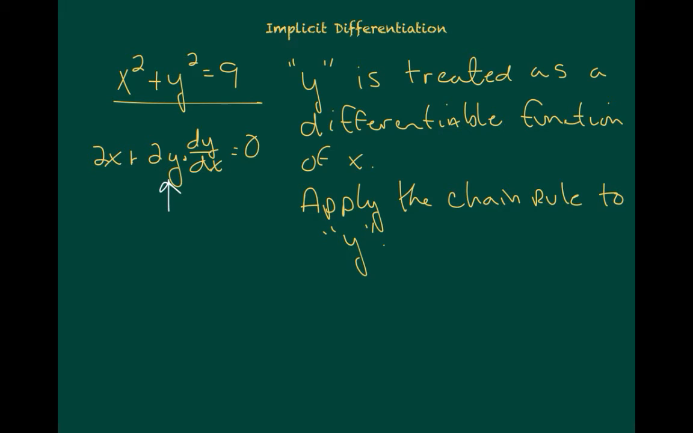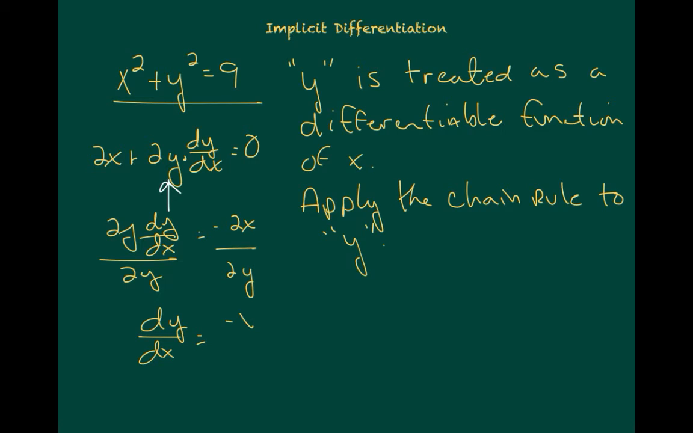Alright, so let's solve for dy/dx. When we do that, we'll get 2y dy/dx equals negative 2x. Dividing both sides by 2y leaves us with dy/dx equals negative x over y. Now that will be your answer.